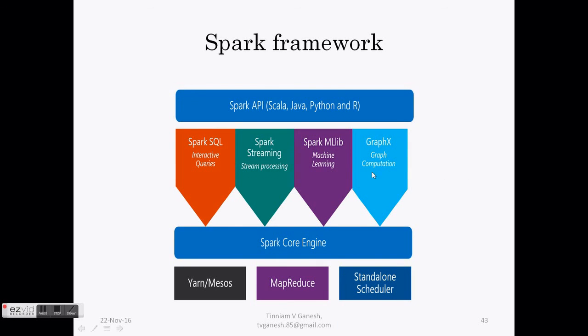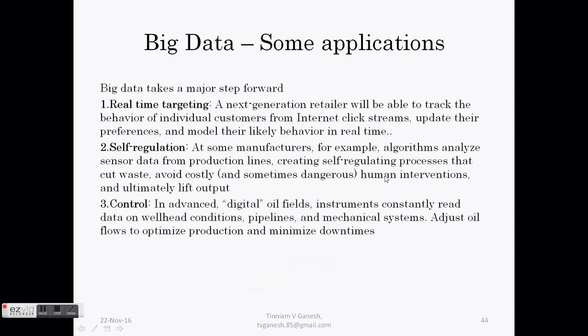And Spark has multiple modules: the SQL module, the streaming module, the machine learning library module and a graph module. And big data is used in many applications, such as real-time targeting. A retailer can target by analyzing all the behavior of individuals while shopping. It can update preferences, model their behavior and target them. Similarly, manufacturers on a production line can analyze sensor data and regulate the process to cut waste.